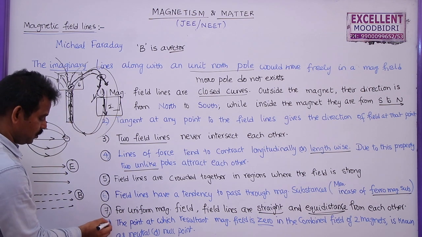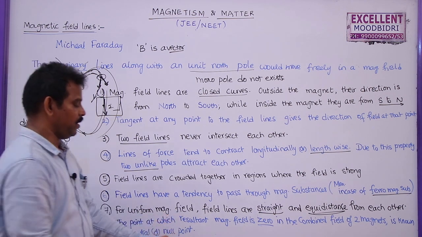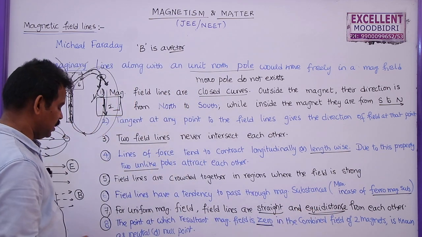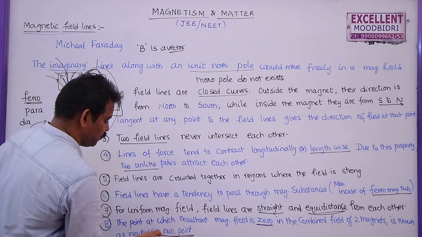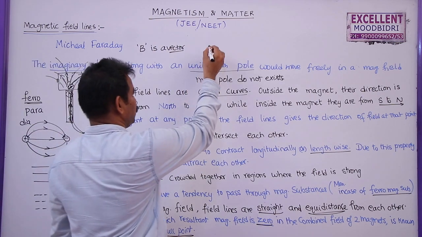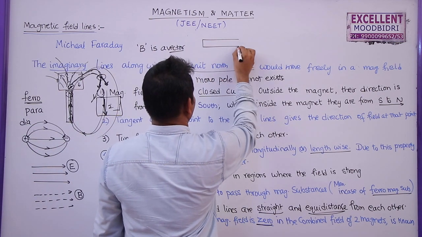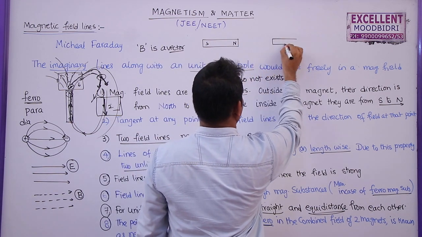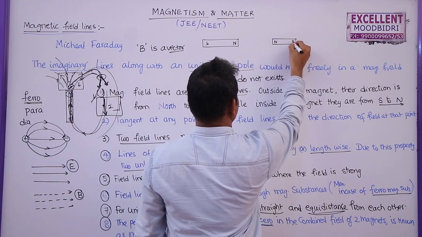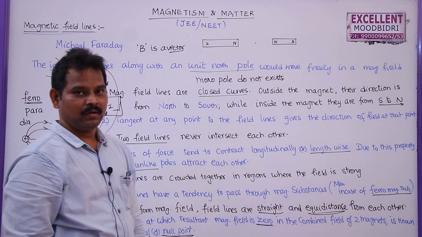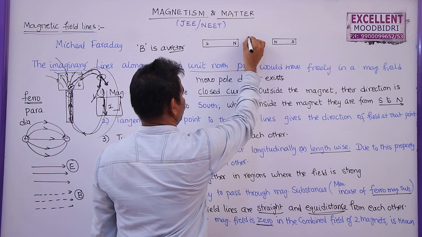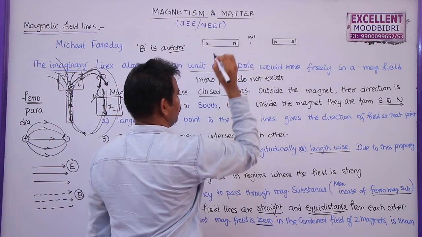Now next one, the point at which the resultant magnetic field will become zero in the combined field of two magnets is known as a neutral point or null point. Now suppose we take two bar magnets here, this is the north pole and south pole, this is one more bar magnet, and here this is north pole and south pole, and if you keep a small magnetic needle here or a north pole here, whose pole strength is 1 ampere meter.